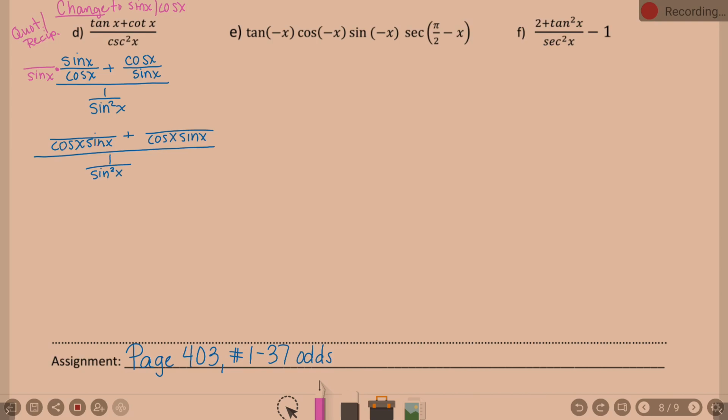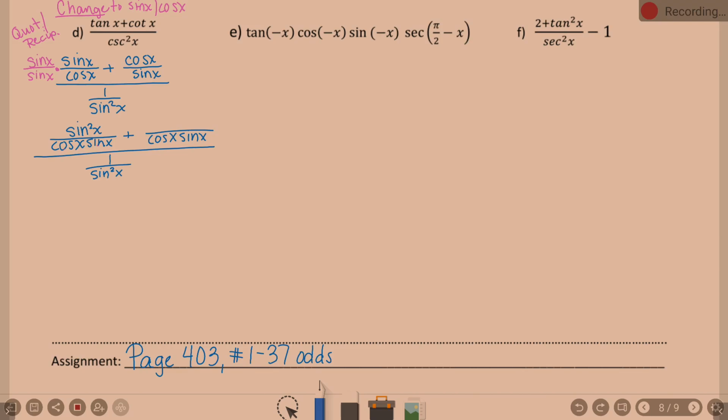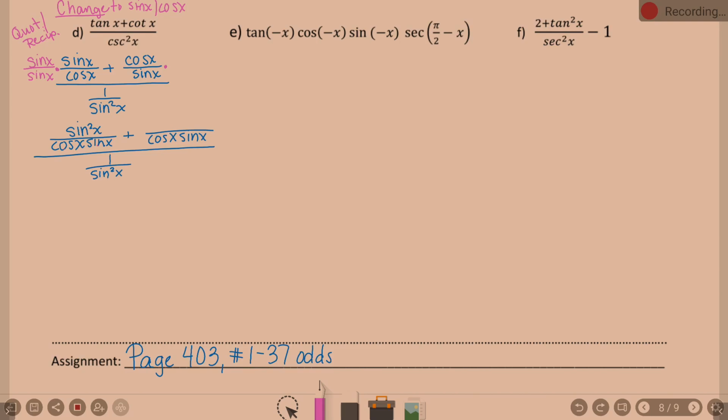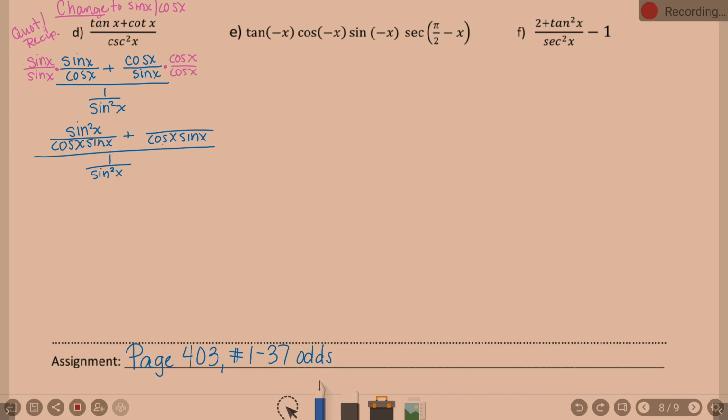If I multiply the bottom by sine, I'm multiplying the top by sine. You guys are quiet. Are you okay with that? So on top of that fraction, sine x times sine x is going to be sine squared x. Second fraction, I have sine x, I'm missing the cosine x. So we multiply by cosine x. What we do to the denominator, I do to the numerator. Sine times cosine is cosine sine. Cosine times cosine, cosine squared x.